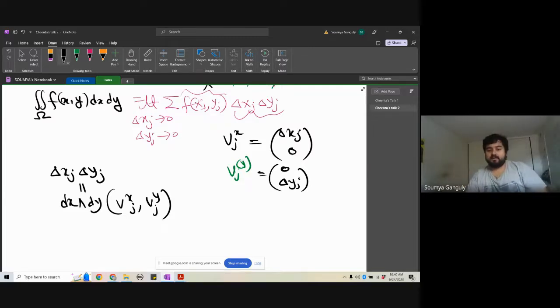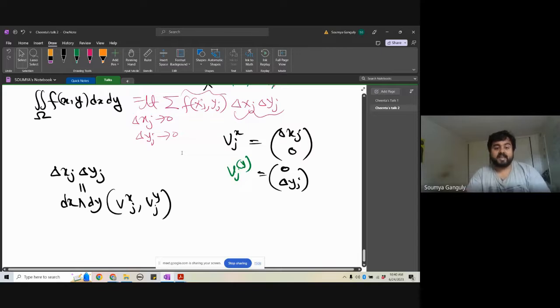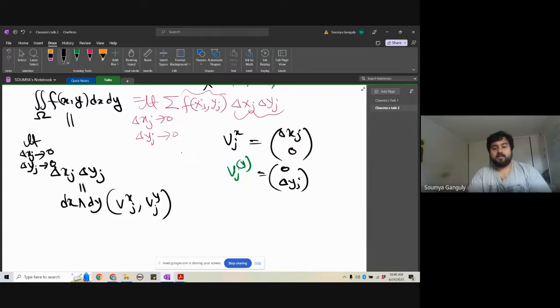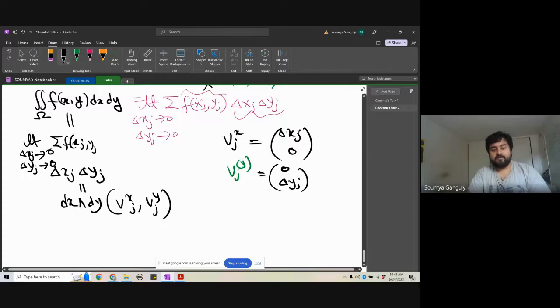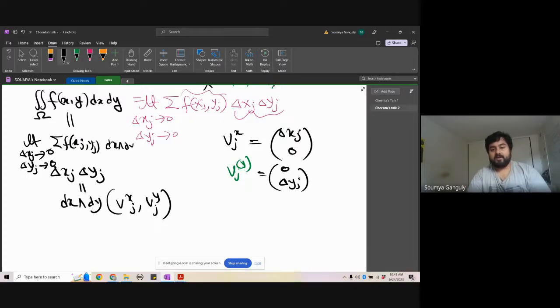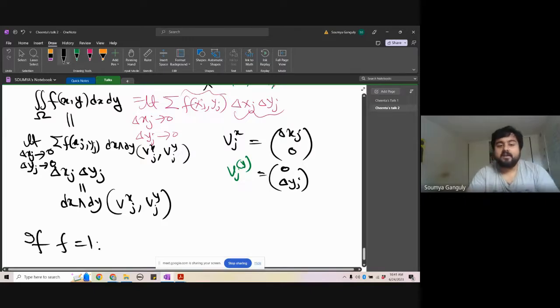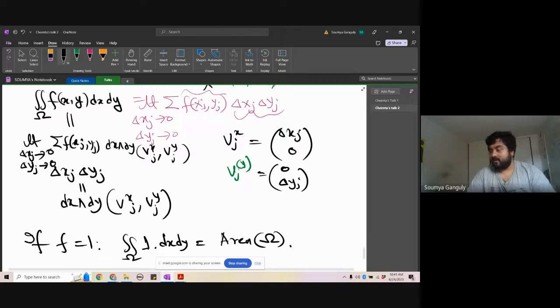It will be nothing but that. So then you see that this can be written as the limit as xj tends to 0, yj tends to 0, of the summation of f of xj yj dx wedge dy of vxj vyj. Now the thing is, if f is equal to 1, the double integral of dx dy, which is nothing but the double integral of 1, will give you the area of the omega.